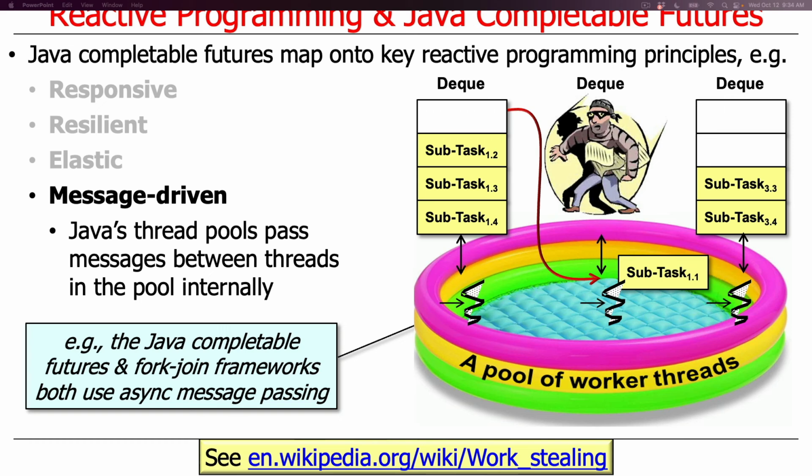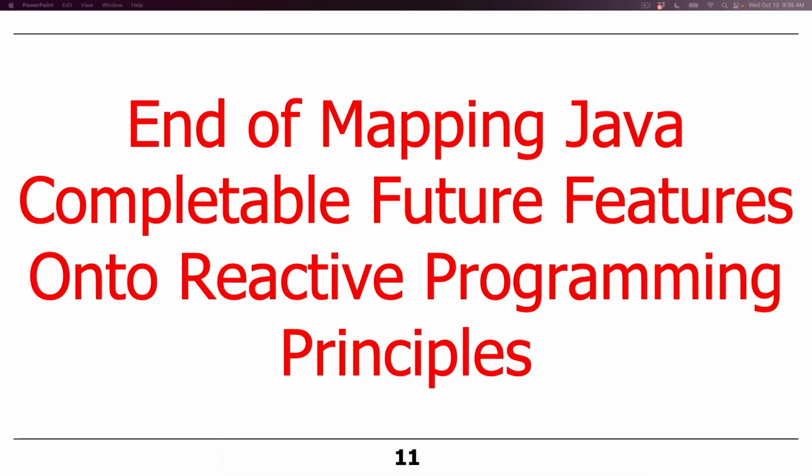Those messages are being queued up in the various double-ended queues inside the common fork join pool, or even if you don't use the common fork join pool, there'll be queuing of messages typically somewhere. So there's message passing taking place between threads and between different elements in the system. It's just that there's a facade that encapsulates that in a nice method-oriented veneer. And of course, the reason for doing some of this, especially the message passing in the fork join pool, is to support work scaling. So that's the end of the overview that maps completable future features onto reactive programming principles.